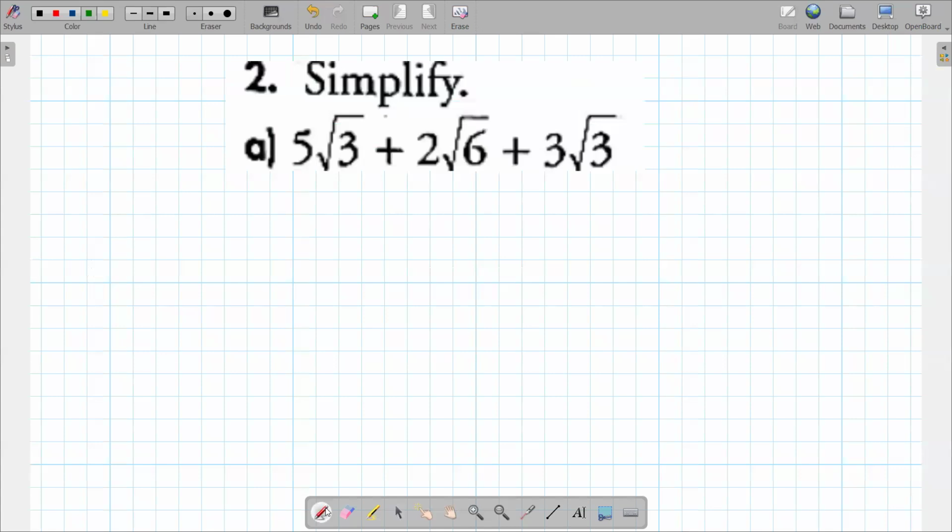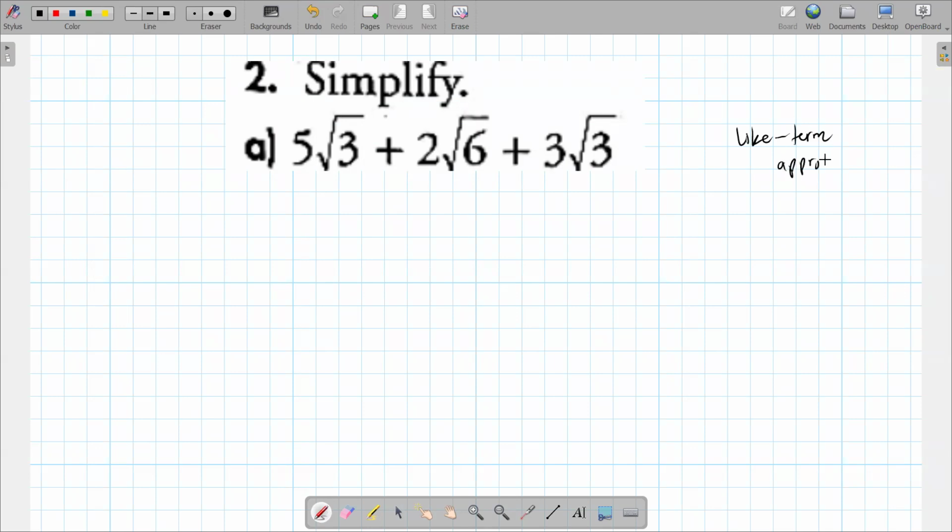Have you done this in class? Not really. So this is radical math, right? Even if you haven't done it in class, we have done it. So you want to treat this as like terms. That's the approach. You want to use the like term approach here.